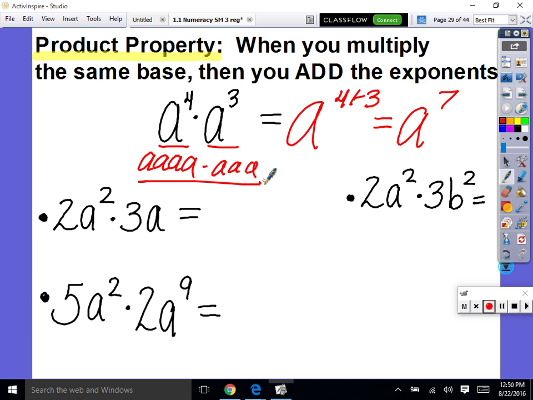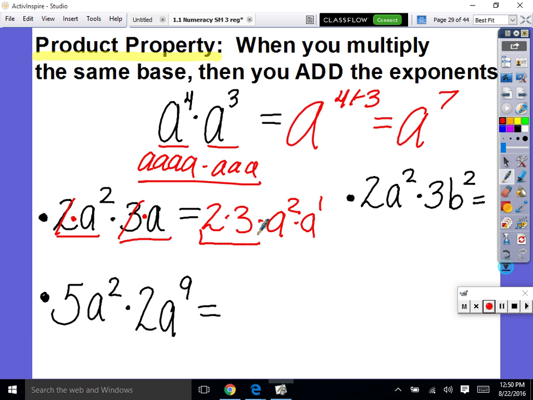Okay, now look over here. 2a squared times 3a. Now here's a common mistake. People think 2 is connected to a squared and 3 is connected to a. That's not true. This is all multiplication. This is just 2 times a squared times 3 times a. So we can reorder this in any order. I'm going to put like variables and like bases by each other. So I'm reordering it: 2 times 3 times a squared times a. What's the exponent on a? Don't say 0. 1.